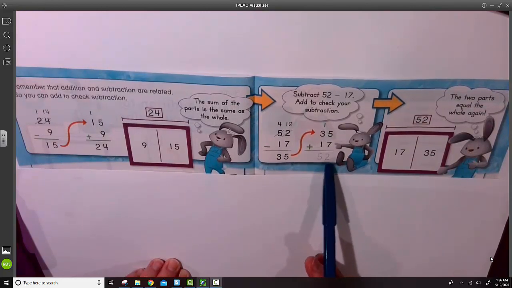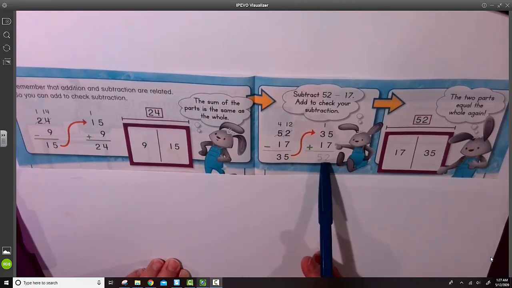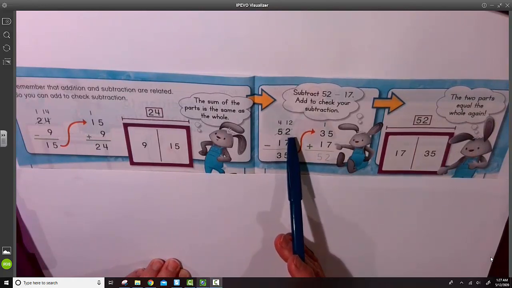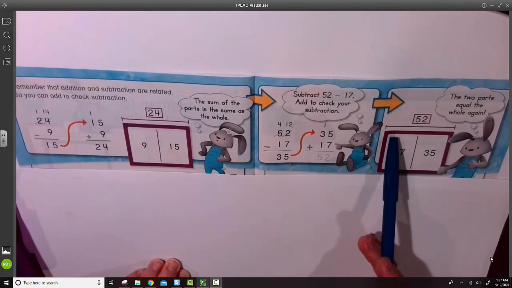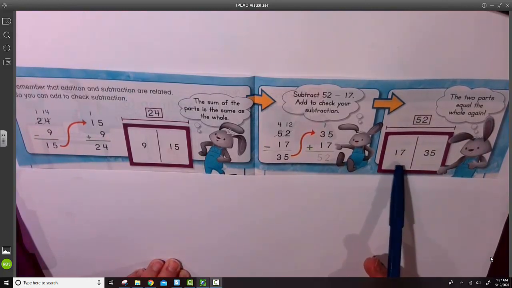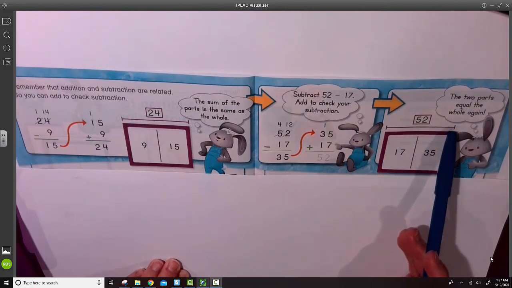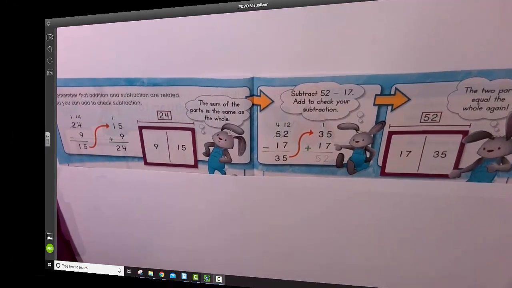and then we will find the minuend. So the sum in addition will be the minuend of subtraction. Again, a partitioned rectangle. 17 plus 35 will give you a total of 52. The answer is correct.